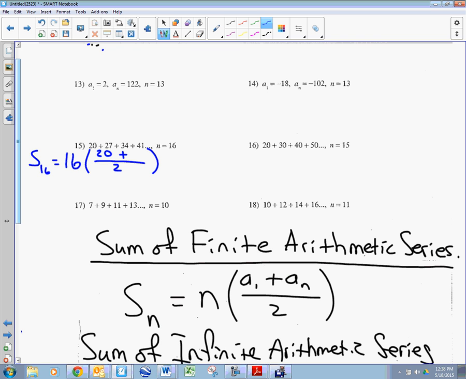In our last lesson on Friday, didn't we talk about how to find that term? Because we have a formula. A sub 16 is going to be equal to your first term, which is 20, plus the difference. What's the difference? 7 times n minus 1, or 16 minus 1. Everybody remember that formula from Friday? That's the explicit formula for an arithmetic sequence. 125? Because the difference of each term is 7. That's how I got 7.